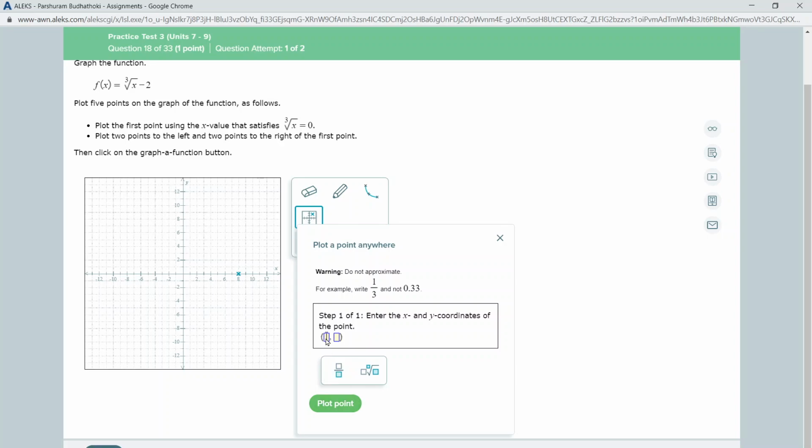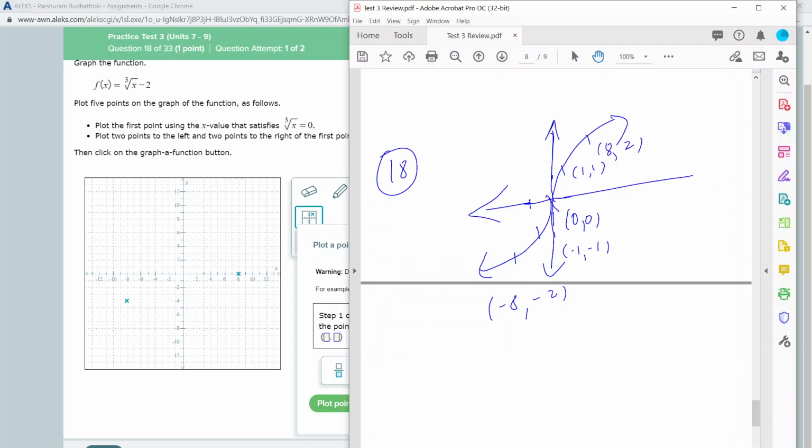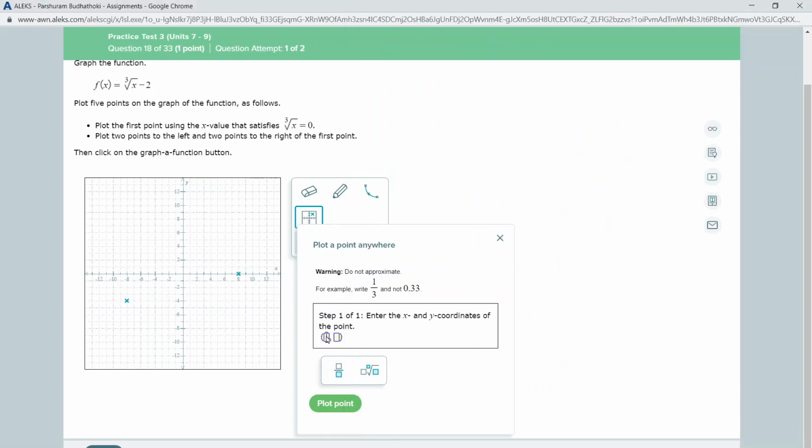Plot it. At -8 the y coordinate would be -4, because if you go back here at -8 the y coordinate at this point is -2, but you have to shift it 2 units down further, so it will be -4. This -1 becomes -3, -1, the y coordinate becomes -3 because you are shifting it 2 units down. 0 will go 2 units down, so that means -2.